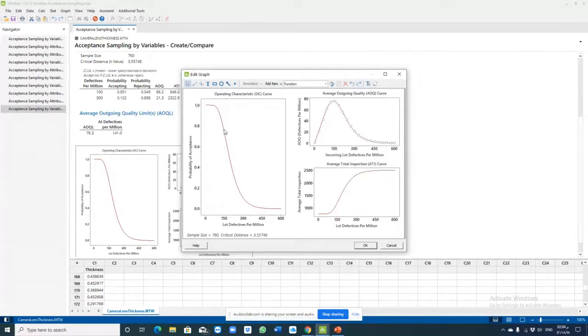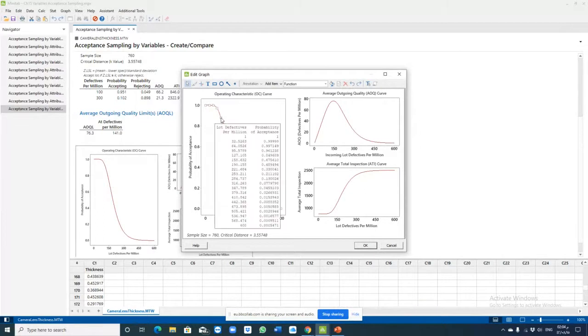The operating curve will work the same as we did in the previous example. But here we have the lot defective per million versus the probability of acceptance again. So if I have 64 defective per million, I will have probability of acceptance 99% as a percent or 0.99 as a probability.